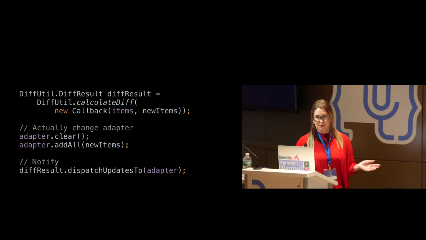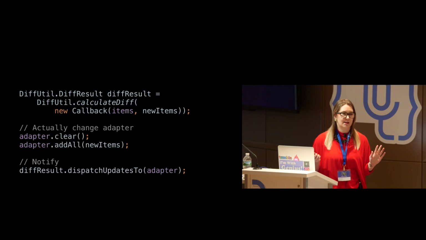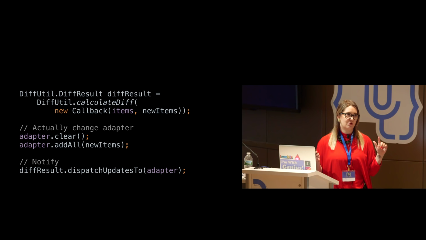You call diffutil.calculateDiff. It creates a diff result, and you pass it your custom callback. This is a pattern I'm seeing a lot today. Then you have to actually change the data in your adapter yourself, like normal. Clear the adapter, replace the data set, do whatever you do. But then you dispatch the updates that diffutil calculated for you to the adapter. So that's pretty easy. The callback itself has a couple of more methods.